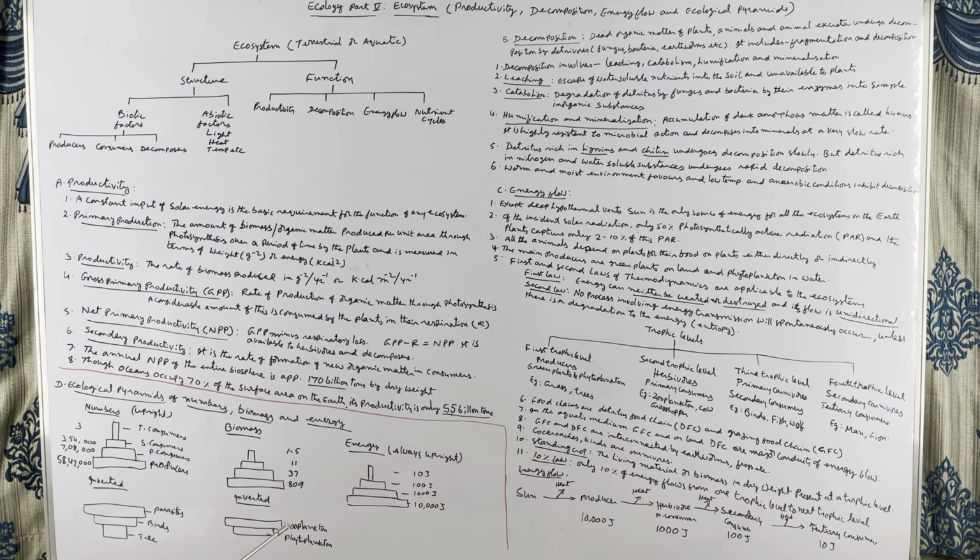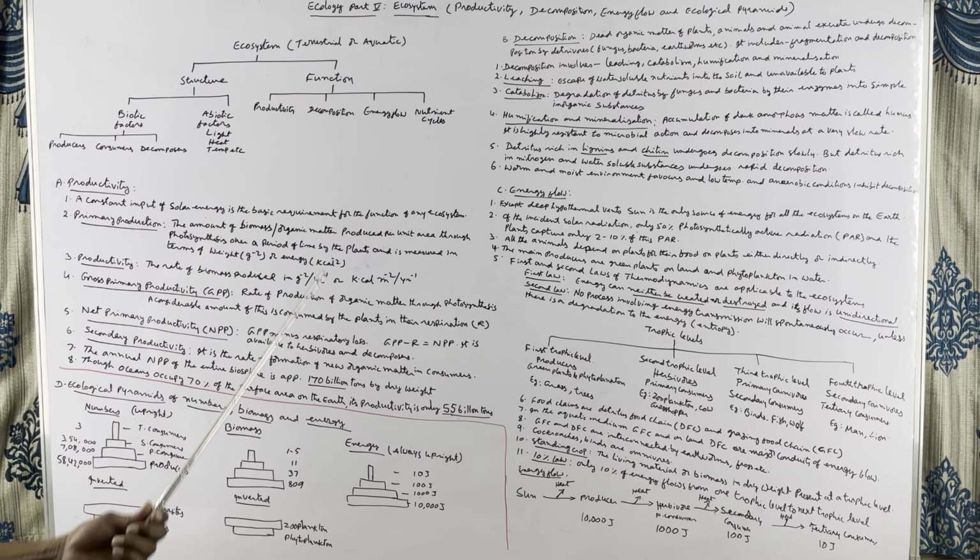Decomposers decompose the dead animal and plant body parts. Decomposition is also one of the important parts of the ecosystem. Abiotic factors you have already studied: light, heat, temperature, etc.